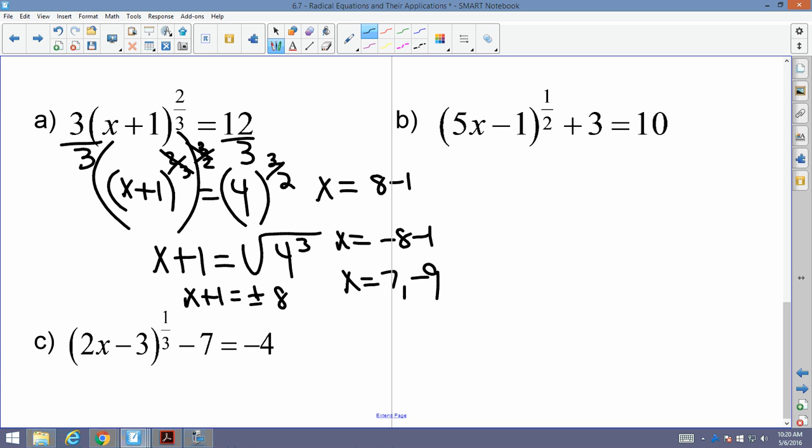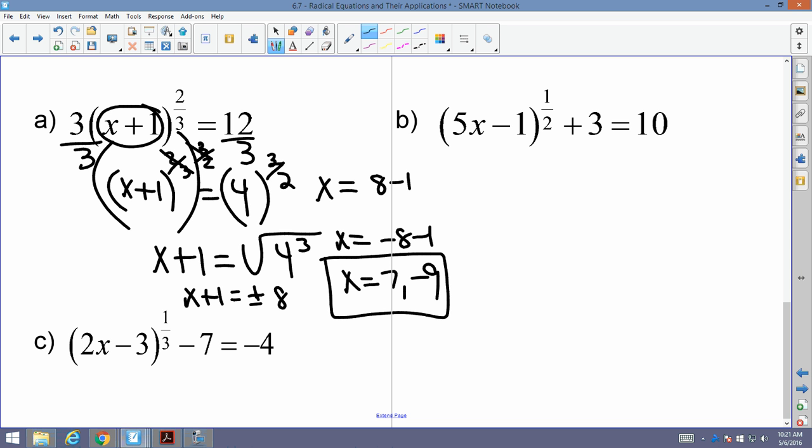And actually, now that I'm thinking about this, when I check for extraneous solutions, negative 9 isn't going to work. Because negative 9 plus 1 is negative 8, right? And the cube root of negative 8 is negative 2. Oh no, negative 2 squared is 4. Yeah, that works. So it is a plus or minus. So my answer is x equals 7 and negative 9.